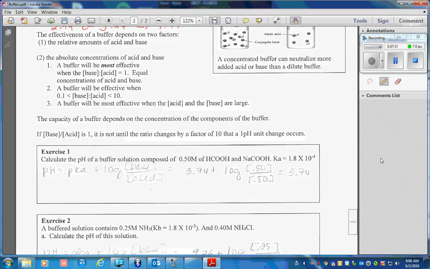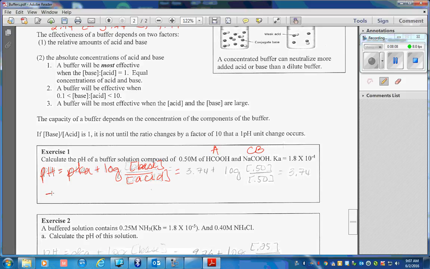Let's calculate the pH of a buffer solution that's composed of 0.5 molar formic acid and 0.5 molar sodium formate. The Ka of the formic acid is 1.8 times 10 to the negative 4. So the pH is going to be equal to the pKa plus the log of the concentration of the base over the acid. It's your job to figure out which is which. Here's the acid, and here is its conjugate base.